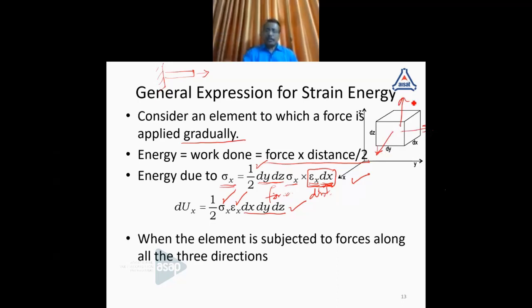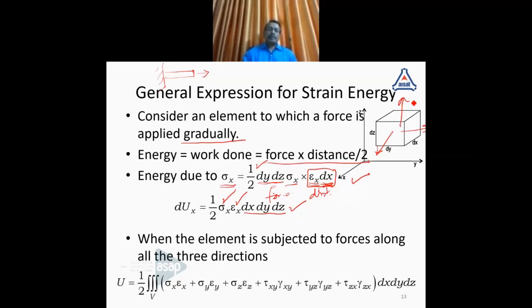And due to this, stresses will be developed in all the three normal directions as well as the tangential direction. So sigma x, as you know, is due to the load applied along the x direction. Stress sigma x is developed along the x direction.